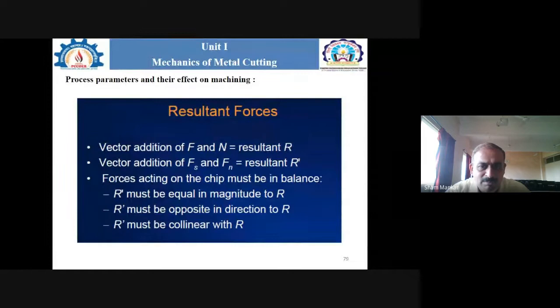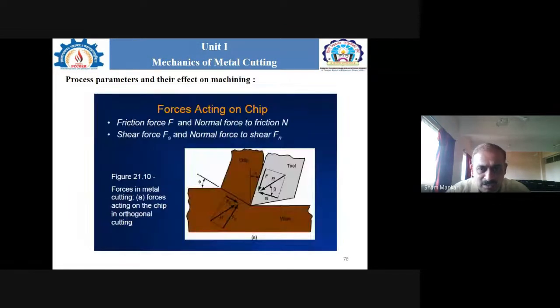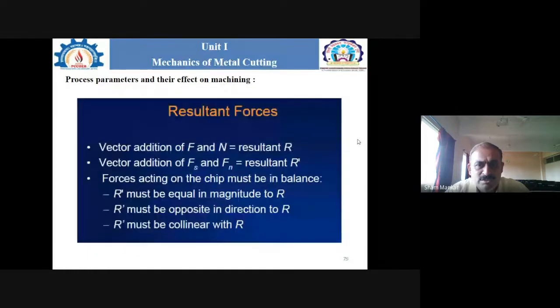Apart from that, the R and the R dash are the resultant forces we are going to consider in that particular diagram. So this is the point.